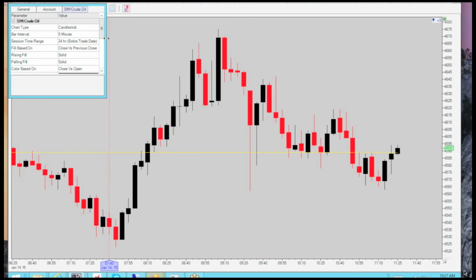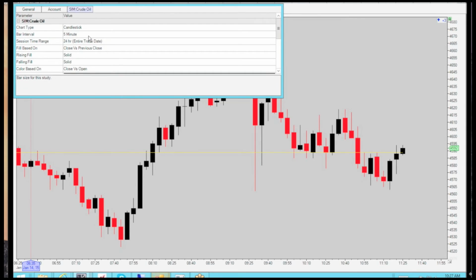Click on crude, expand this out just by left clicking and dragging. See where it says bar interval 5 minutes? Change that to 4.